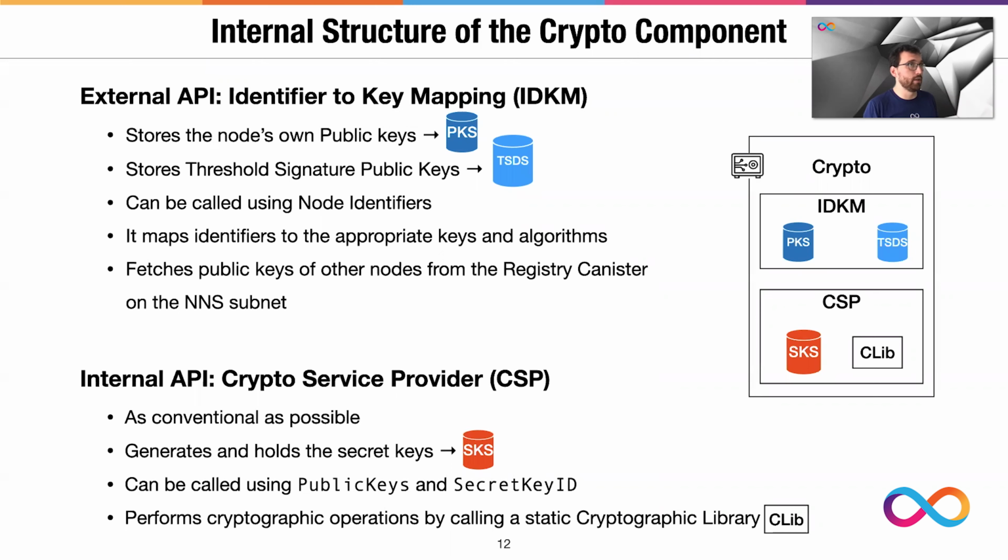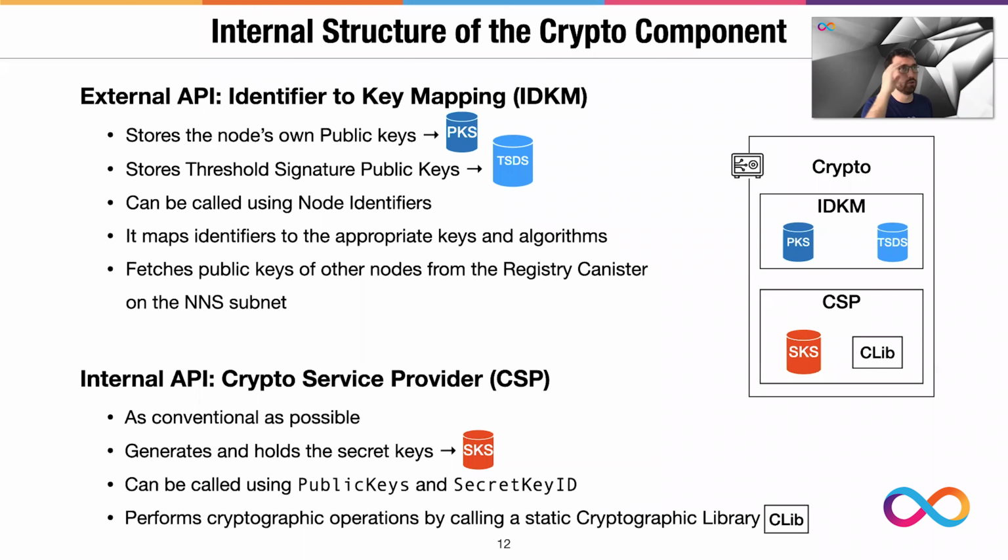So the CSP is the only component that has access to the secret keys. And most of the cryptographic code is implemented here in the CSP. All the cryptography that I discussed before is implemented here in a static cryptographic library, which we often call CDIB. And so this is, at a very high level, how the crypto component is organized.